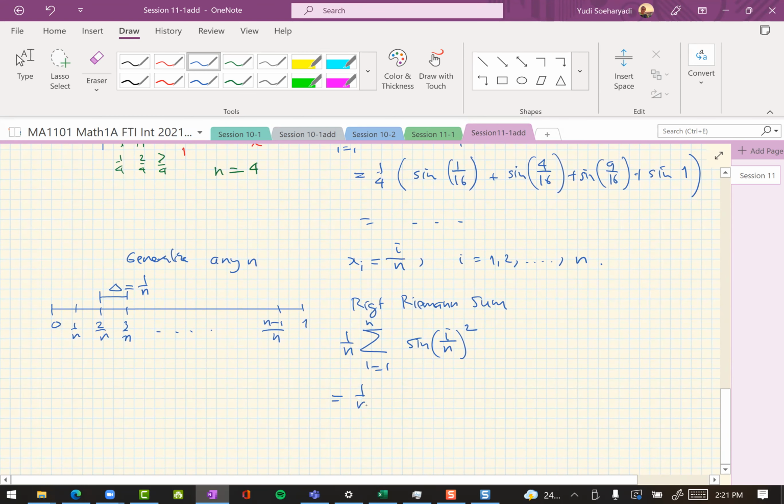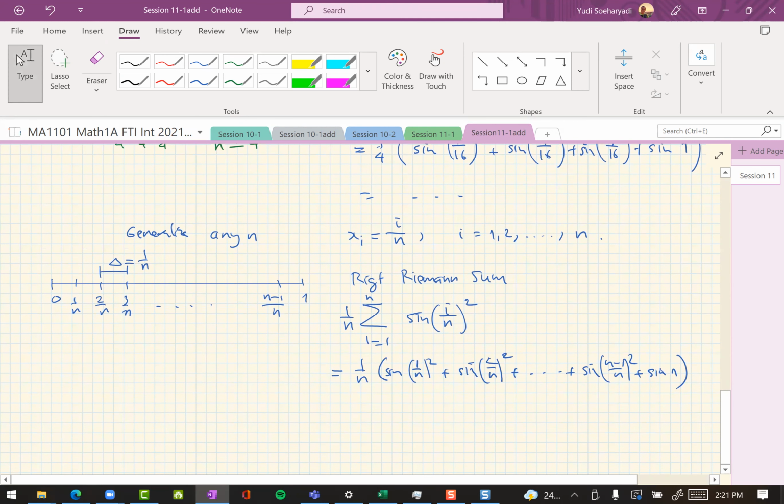Okay, so just get you n over n square and 2 over n square. Okay, and you can program this in Excel or whatever you like to get this.